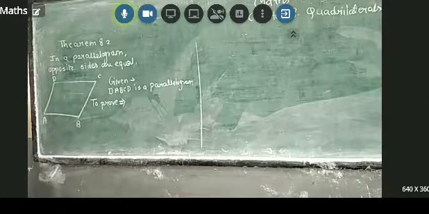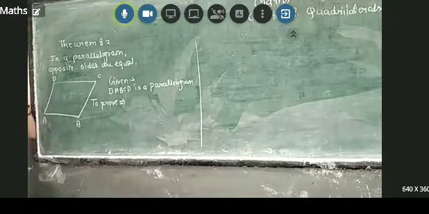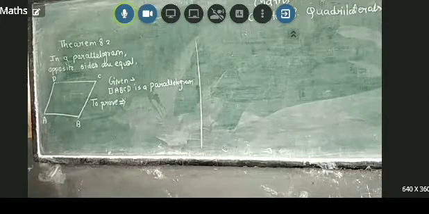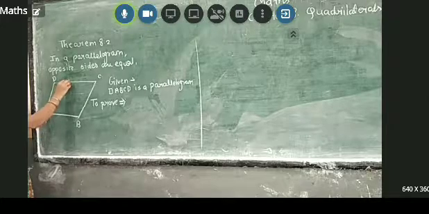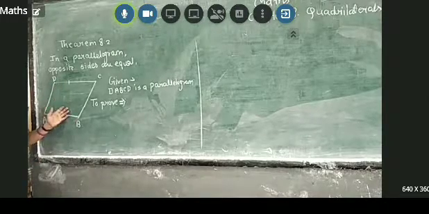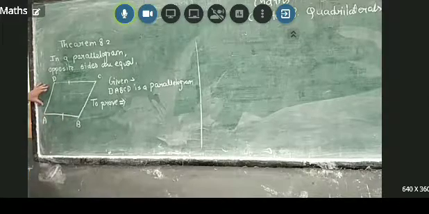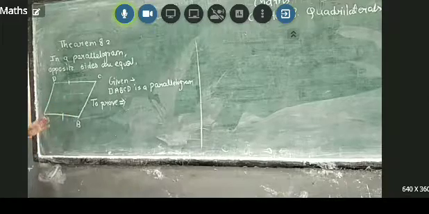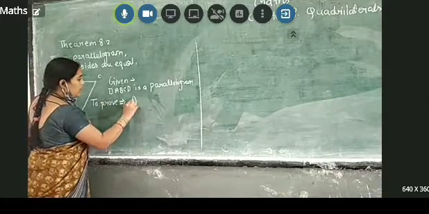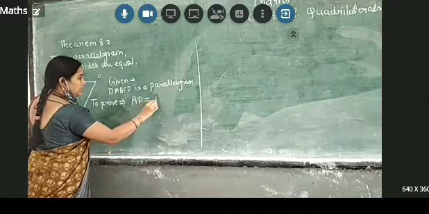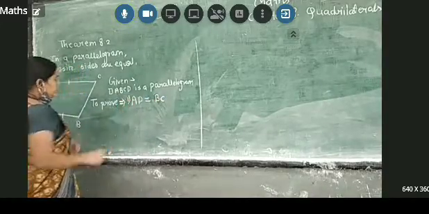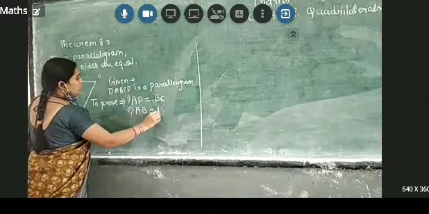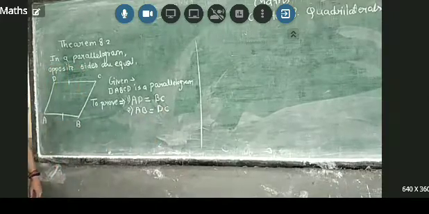Now which are the opposite sides here? The sides which are facing each other are known as opposite sides. So here DC and AB, they are facing each other, which means they are opposite sides. AD and BC are also facing each other, so they are opposite sides. So write here that we have to prove AD is equal to BC, first pair, then the second pair will be AB is equal to DC. This thing we have to prove over here.